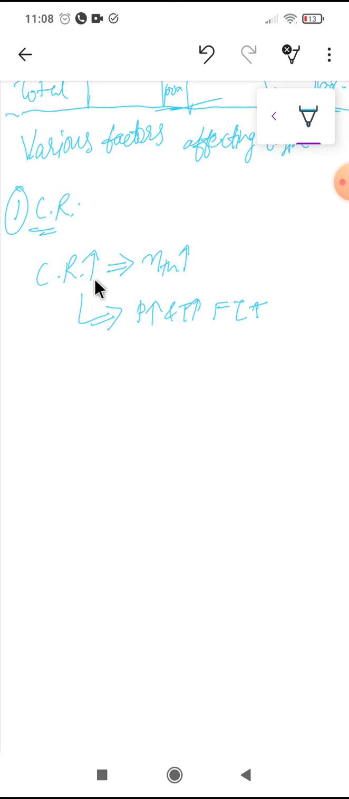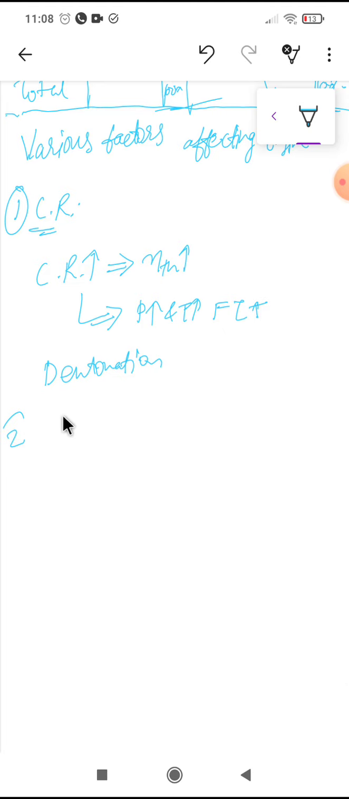Moreover, the increased compression ratio tends to increase detonation in the SI engine. Thus compression ratio is limited to a certain value for better performance. So you cannot increase the compression ratio beyond some level.